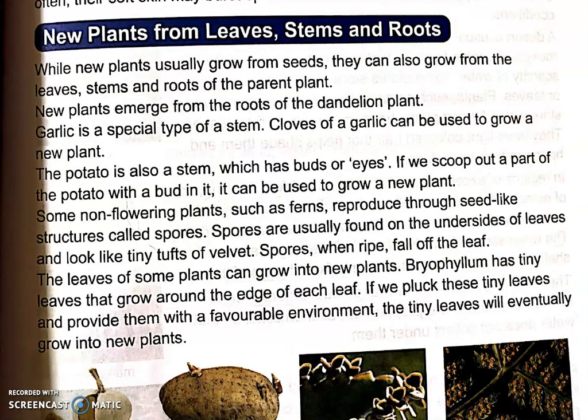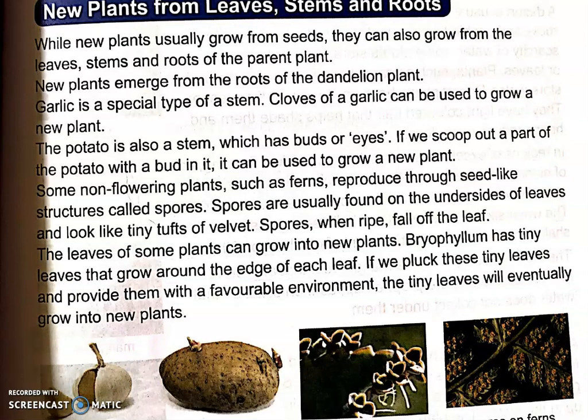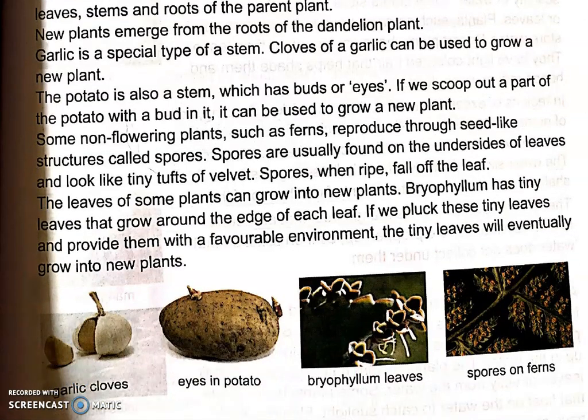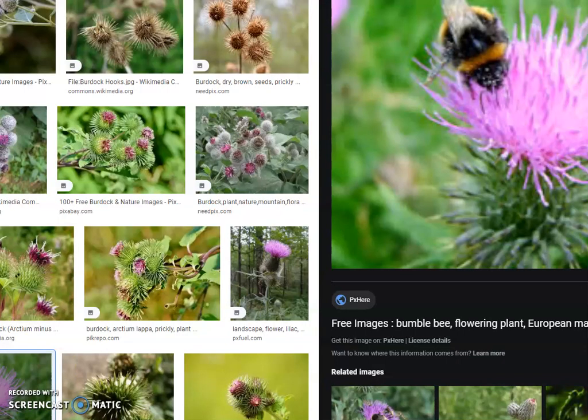Now let's learn about new plants from leaves, stems and roots. While new plants usually grow from seeds, they can also grow from the leaves, stems and roots of the parent plant. New plants emerge from the roots of the dandelion plant. Garlic is a special type of stem. So garlic is a stem, but it is a special type of stem. Cloves of garlic can be used to grow a new plant. So let me show you the cloves.